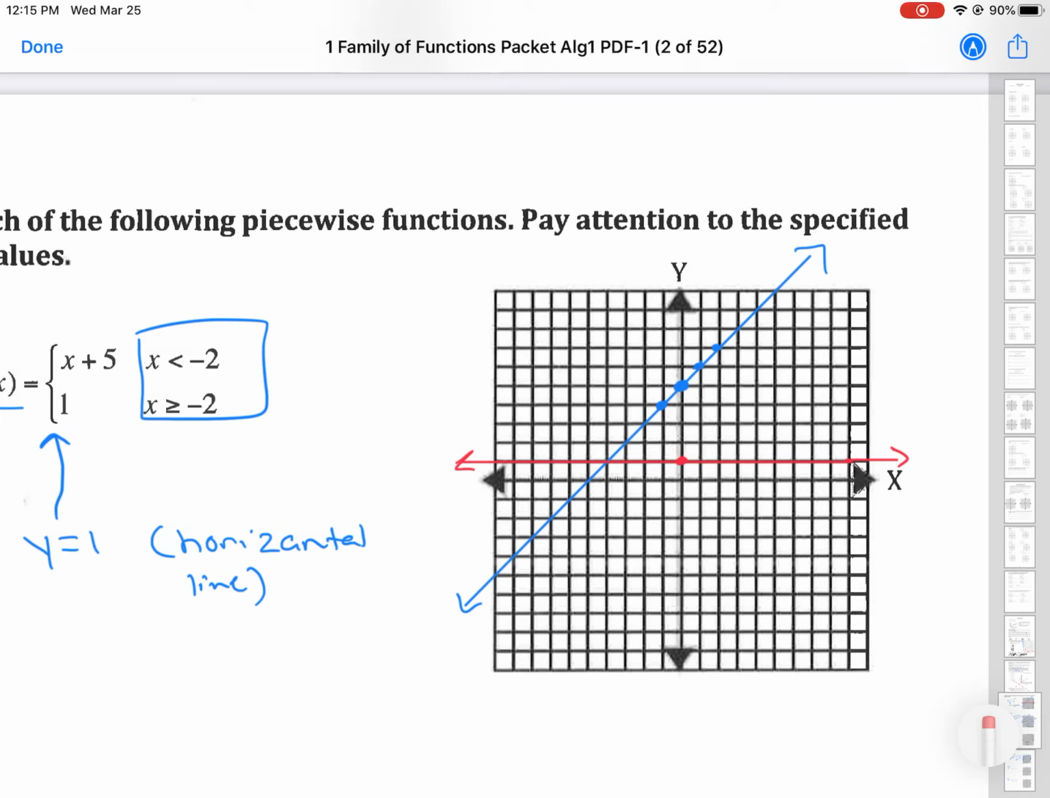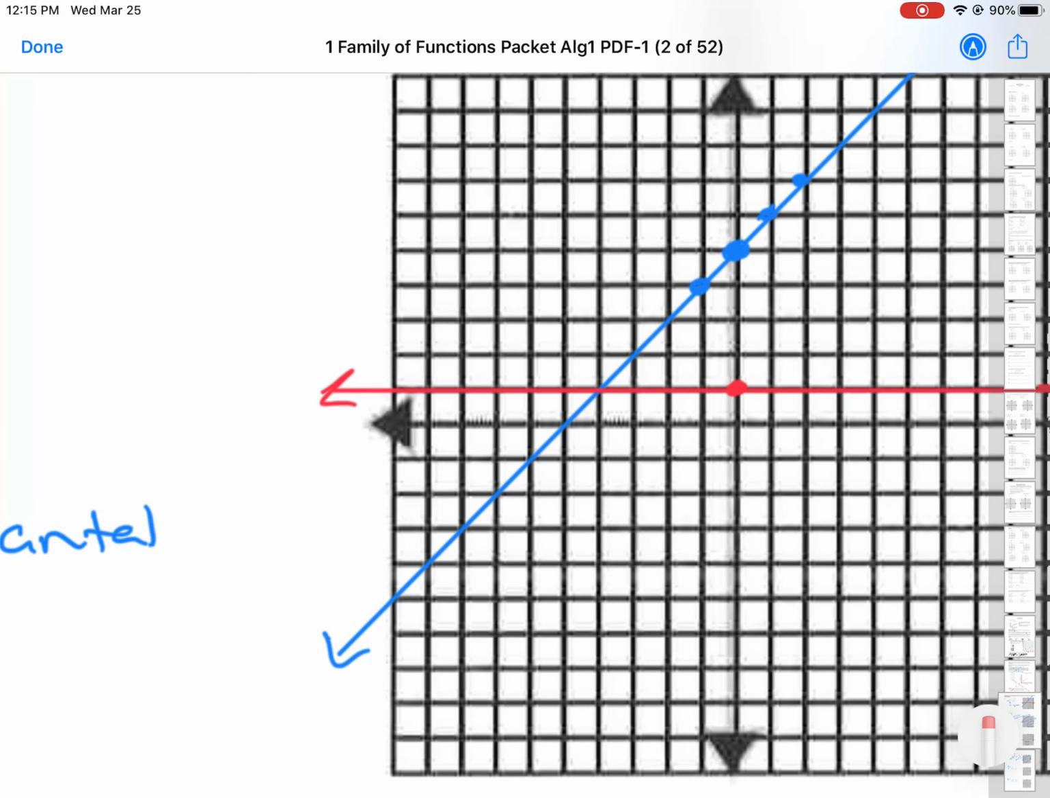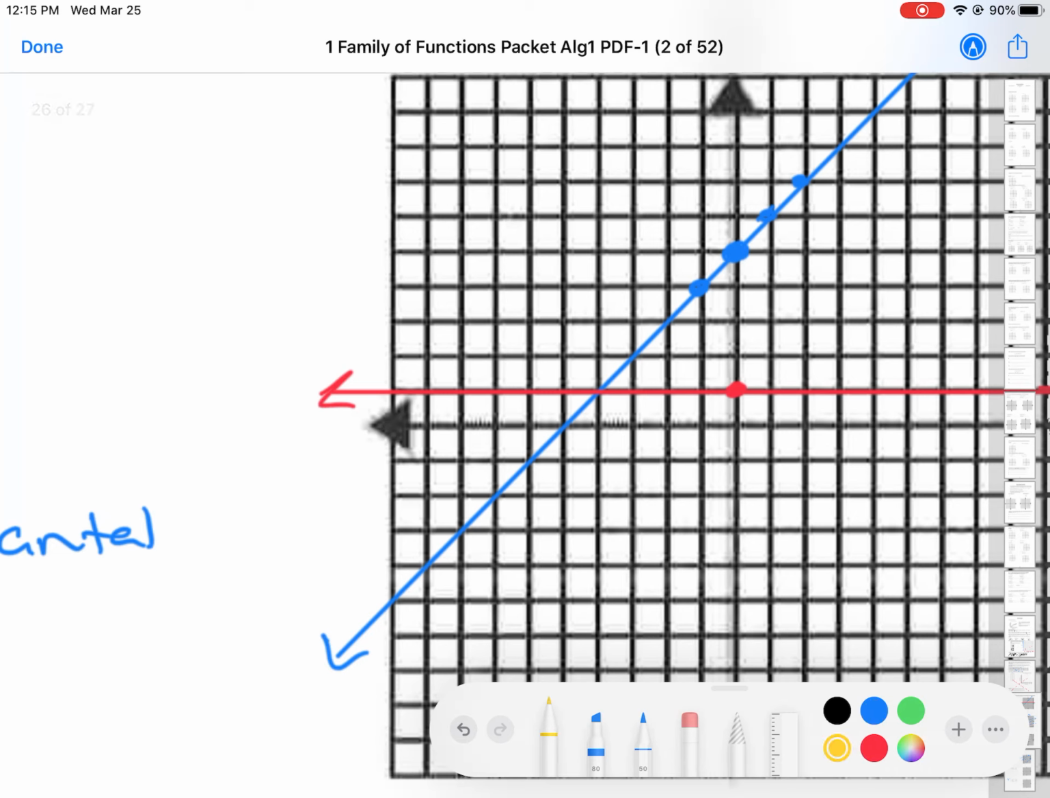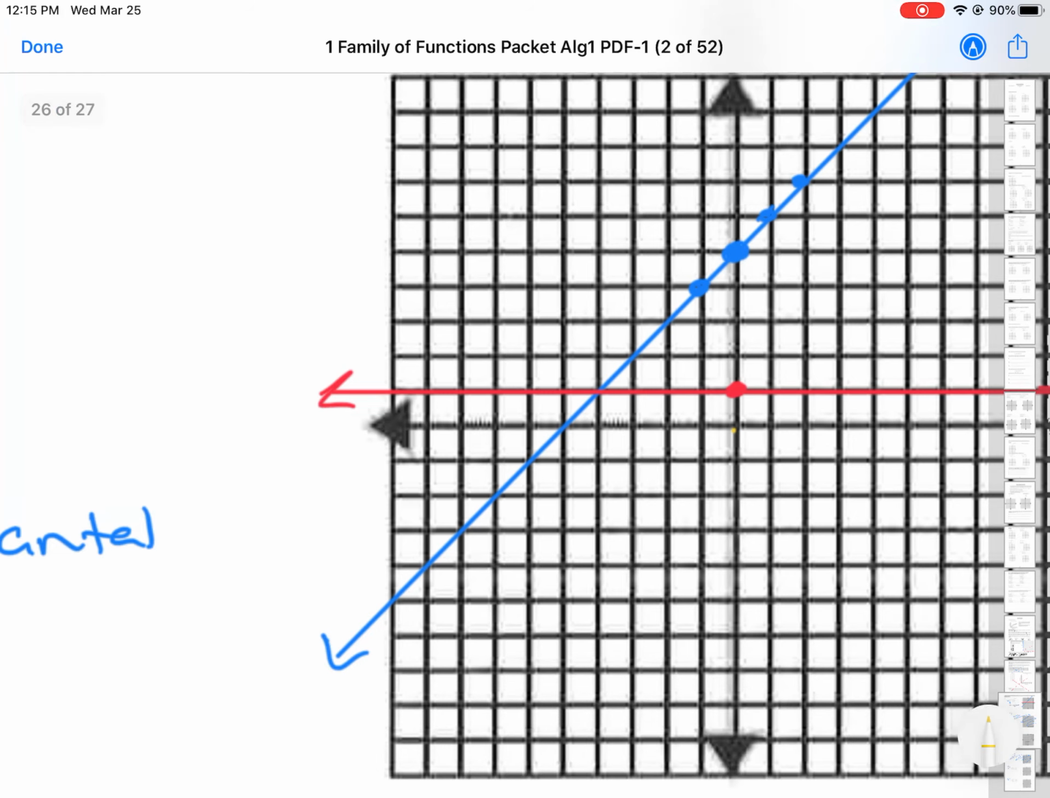Pretty straightforward graphing those. Now for the line x plus 5, which is the blue graph, I have x is less than negative 2. What that means is we only want this graph for the x values that are less than negative 2. So here's our x-axis. Pull out my yellow. That's the origin right there. If you see my little yellow mark, it's negative 1. This is the x value of negative 2.